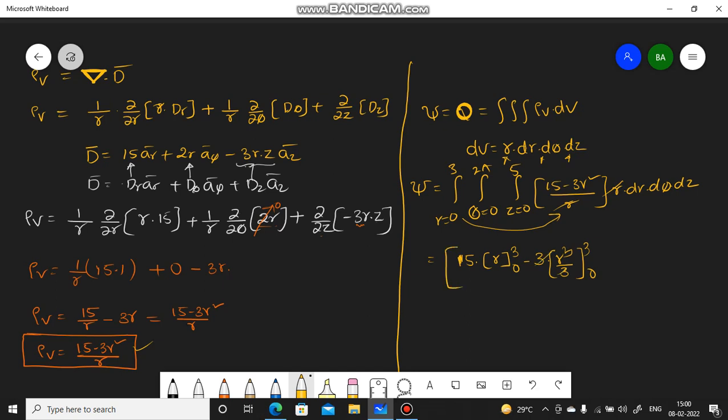And this was with respect to r. And see here there is one more integration, that is with respect to phi. As there are no phi terms in this component, we will have a 1, and the integration of 1 with respect to phi is phi.